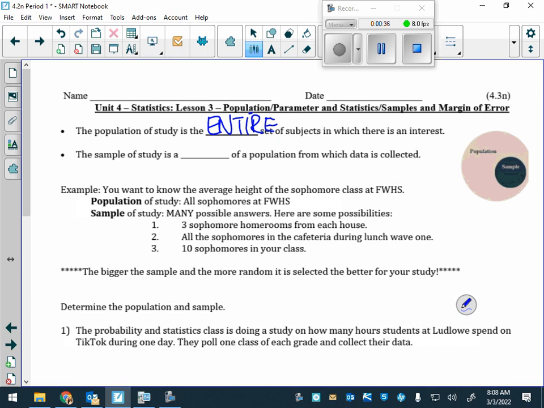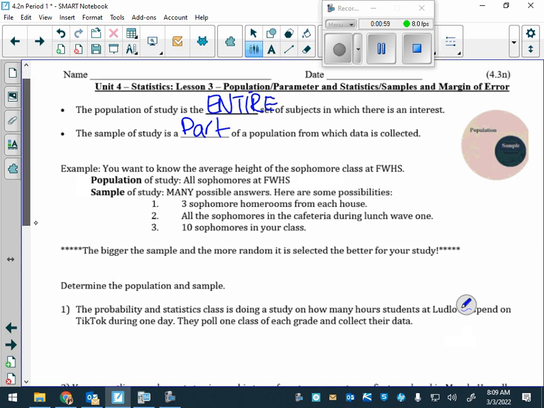The sample is a part of the population. So if our population was all Ludlow students, a sample could be the junior class. A sample could be this class. A sample could be students aged 15, okay, that sort of thing. It's a part of the entire population.